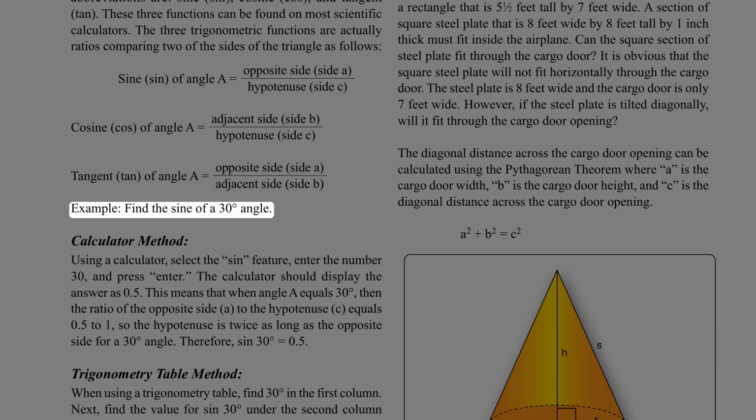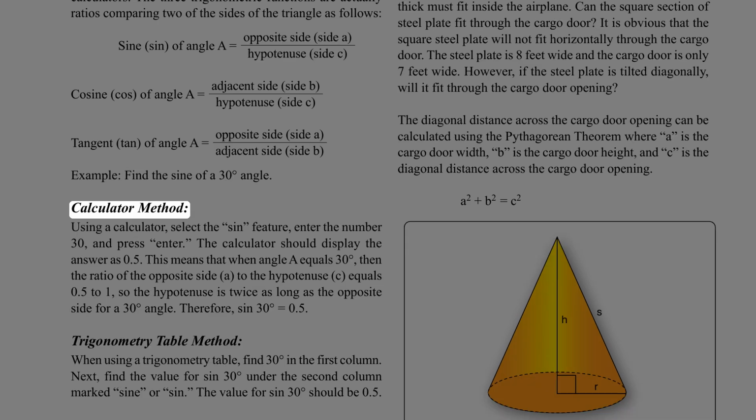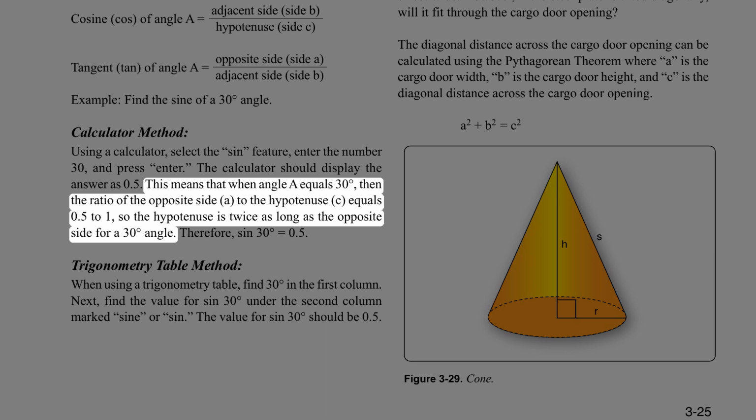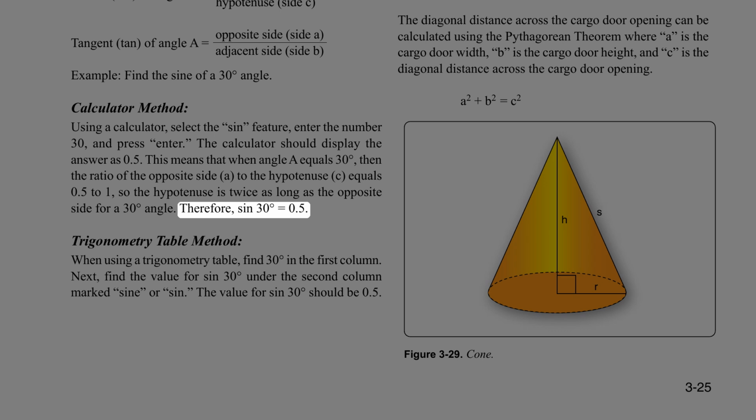Example. Find the sine of a 30 degree angle. Calculator method. Using a calculator, select the sin feature, enter the number 30, and press enter. The calculator should display the answer as 0.5. This means that when the angle equals 30 degrees, the ratio of the opposite side, a, to the hypotenuse, c, equals 0.5 to 1, so the hypotenuse is twice as long as the opposite side for a 30 degree angle. Therefore, sin 30 degrees equals 0.5.